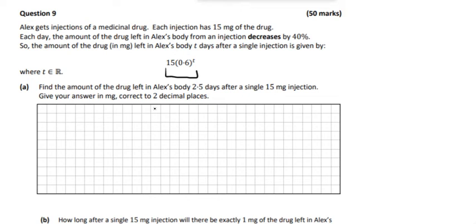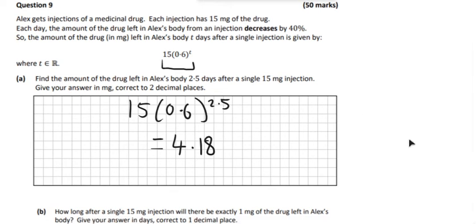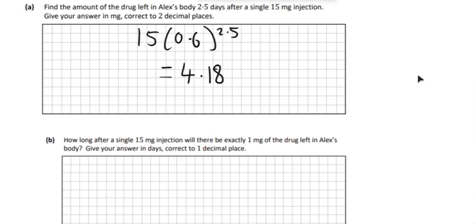The first part just asks you to find the amount of drug in Alex's body 2.5 days after a single injection. To work out 2.5 days, you just have to sub it in. So 15 times 0.6 to the power of 2.5, and then you put it into your calculator, and you should get 4.18. So that's easy enough. The first part, you're just putting 2.5 in instead of t. So t is the number of days.